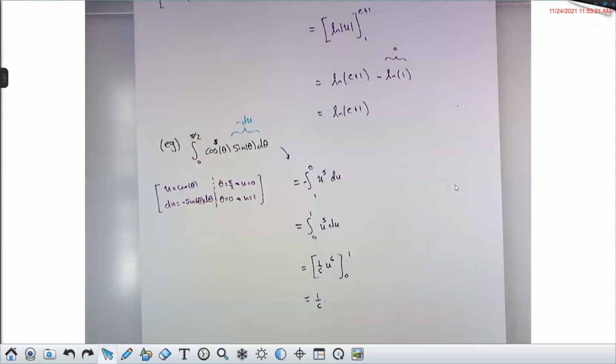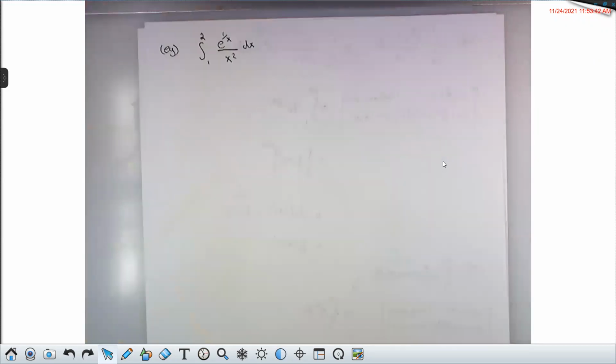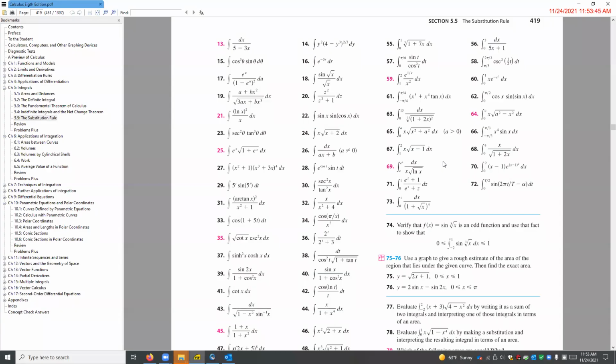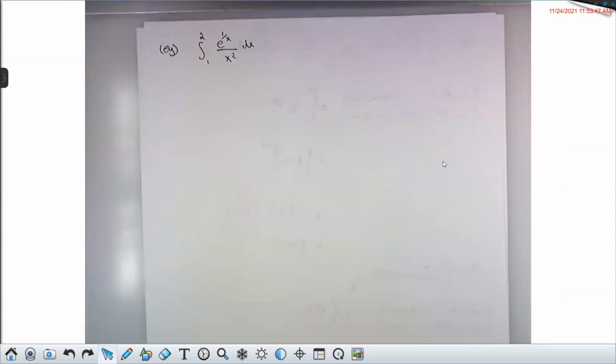Let's look at 59. I forget, is that a negative? Might be. Nope, just this. Okay. What could I try to substitute for here? U is equal to 1 over x. Very good.